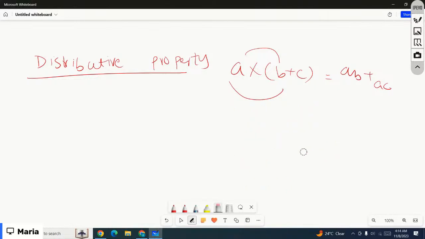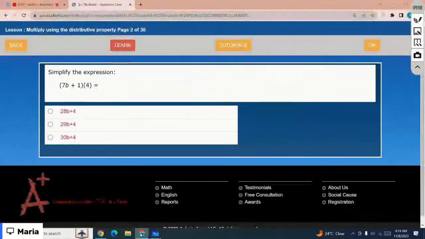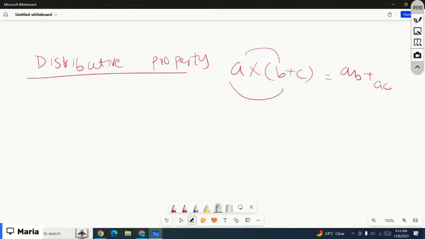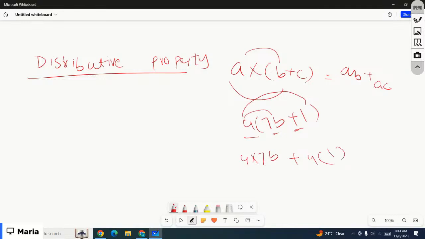What you have to do is, the term that is outside the bracket, you have to multiply it to everything that is inside the bracket, simply. That is 4 times (7b plus 1). So you can see in the bracket you have two terms, 7b and 1, right? 4 is outside the bracket, so you have to multiply that 4 with everything inside the bracket. You have to do 4 times 7b, then this addition sign, then you have to multiply this 4 to 1 also. So you have to do 4 times 1. Just evaluate: 4 times 7 is 28b, and 4 times 1 is 4.